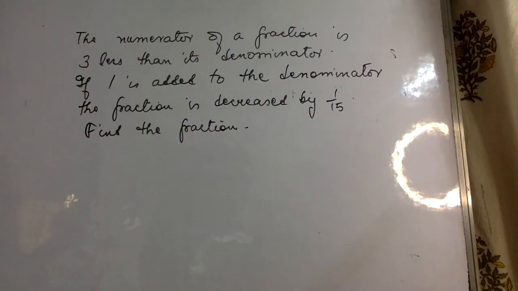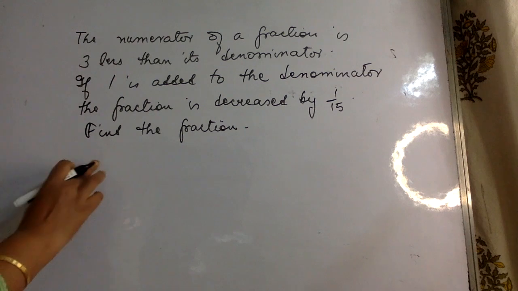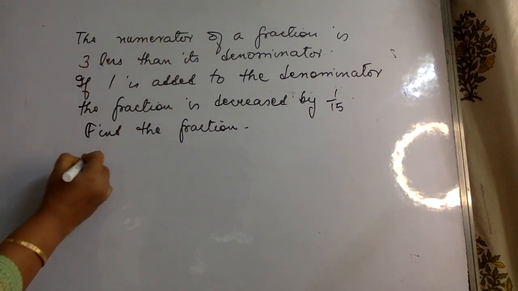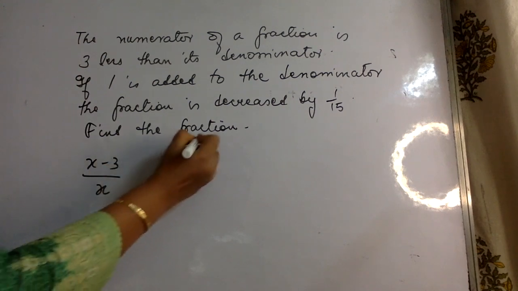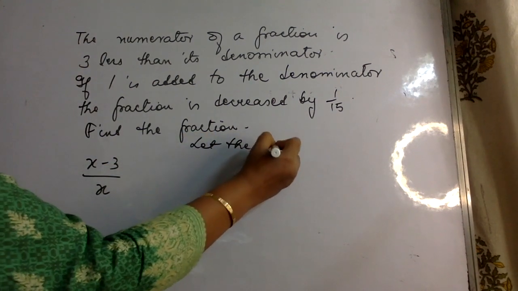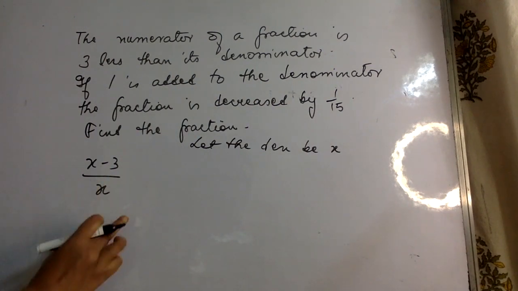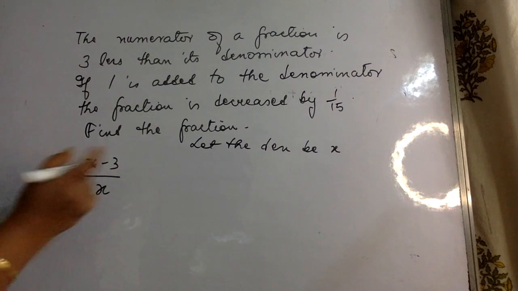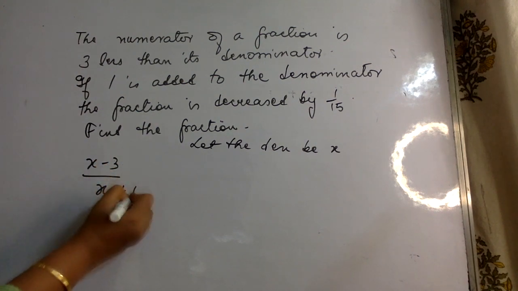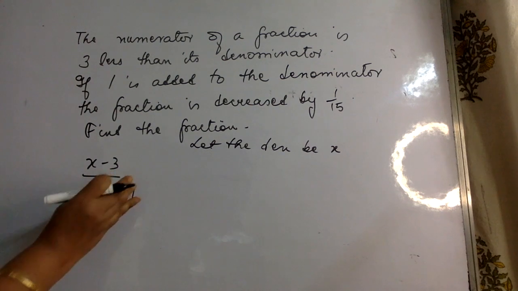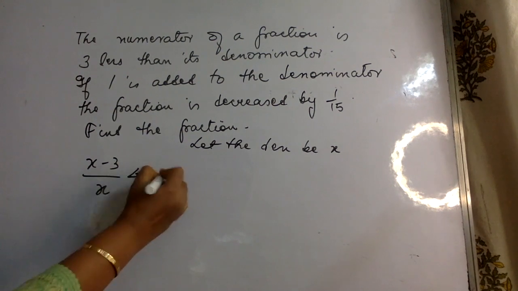That is our answer. Now, the numerator of a fraction is 3 less than its denominator. If 1 is added to the denominator, the fraction is decreased by 1/15. Find the fraction. Here we have to find a fraction. The numerator is 3 less than the denominator, so let me take the denominator to be x. This is the original fraction. Now, 1 is added to the denominator, and the fraction is decreased by 1/15.